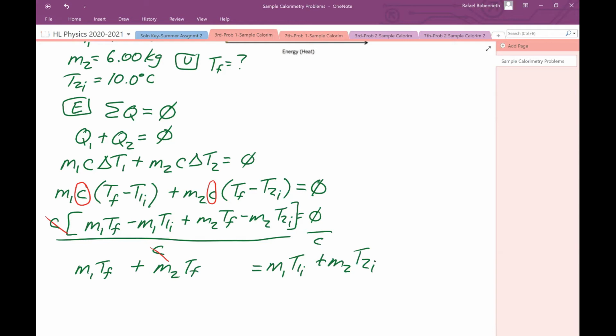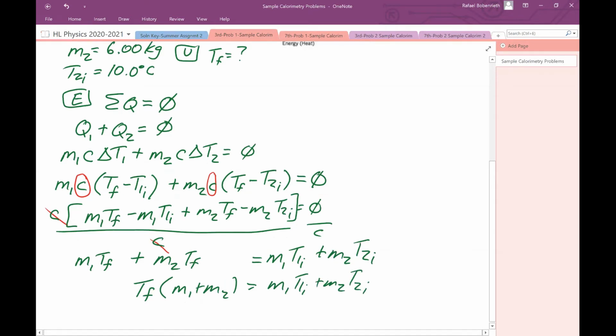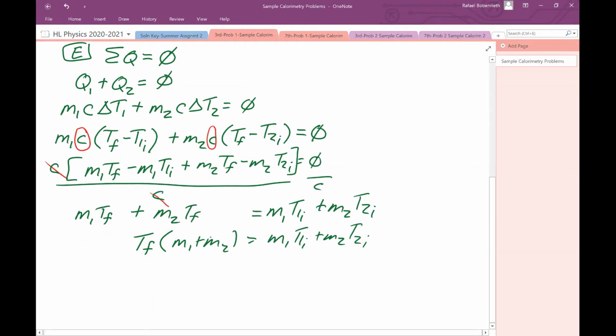Okay, so again, I want to solve for final temperature. So what I have to do is pull it out, so to speak, from each of these terms. So I'm going to do this. Notice what I did there is I just pulled the final temperature out in front, put the rest of the stuff in parentheses, and I get that. Okay, and then finally to solve for final temperature, I just need to divide both sides by this term, the combined masses.